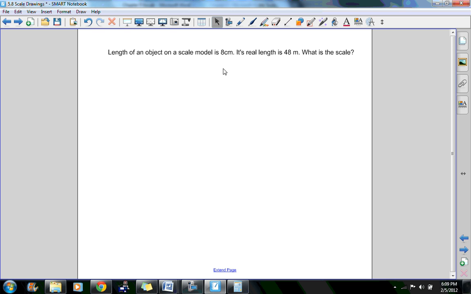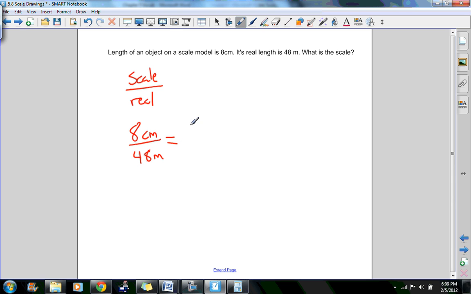So the length of an object on a scale model is 8 centimeters, while its real length is 48 meters. What is the scale? Well, we remember from our last slide that we always want scale over real. So that means we're going to do 8 centimeters over 48 meters. Okay? Well, we are not going to simply divide because that would give us a decimal. We want to keep it as a fraction.